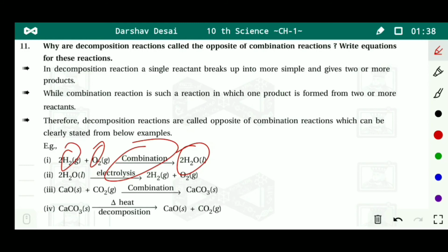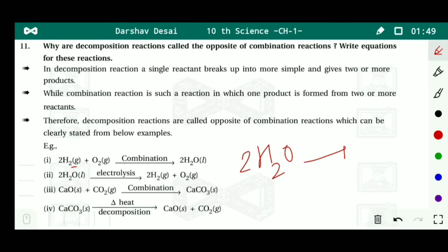Hydrogen and oxygen combine and the only product formed is water, so it is called a combination reaction. Now the opposite: electrolysis of water gives hydrogen plus oxygen. Here one product is converted into two simpler substances. So it is called which type of reaction? Decomposition reaction.